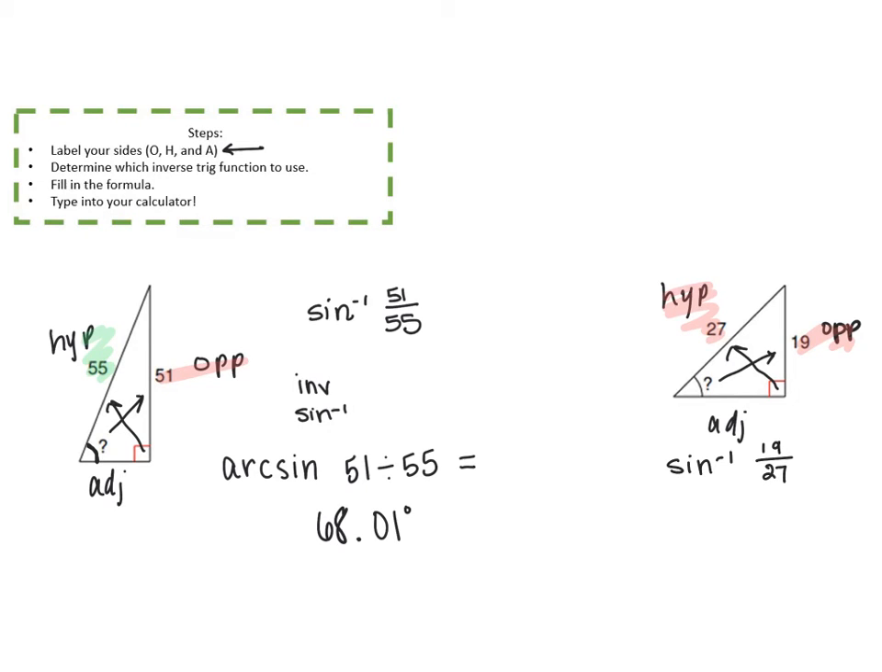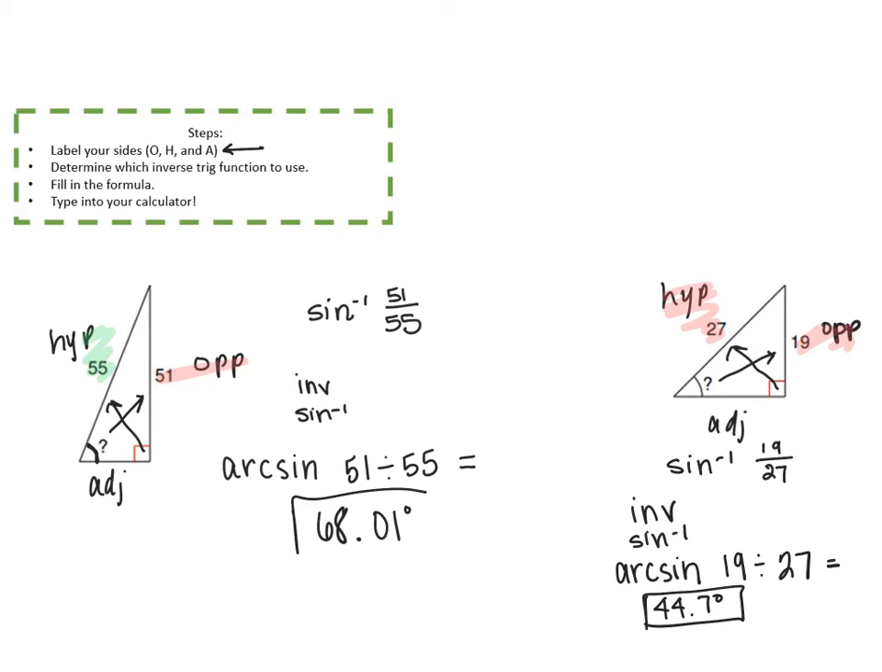H goes in the denominator, so that's 27. When I type this in, I'm going to hit that inverse button. It's going to pop up as sine inverse. I'm going to press that. On the screen, I'll see that it says arc sine, which is the same as sine inverse. Then I'll do 19 divided by 27, and I'll hit equals. When you do that, you should get 44.7 degrees. Remember, if for some reason our answers are not matching, double check that the calculator's in degrees, so the degree part has to be darkened.